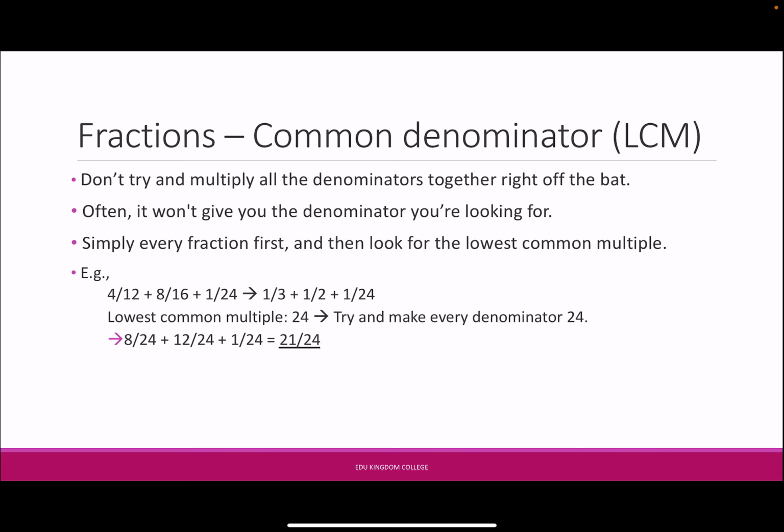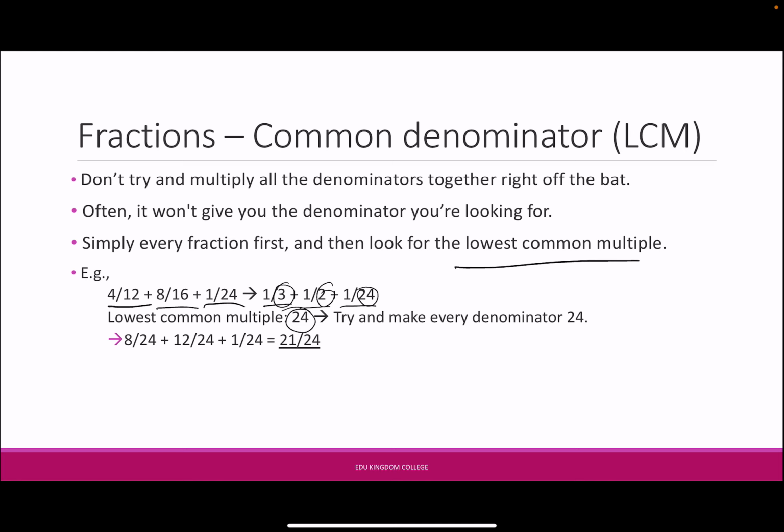And we can see this in the example here. And we can see that what we should be doing is simplifying first and then looking for common multiples after we simplify and make that number smaller. So we have 4/12 plus 8/16 plus 1/24. Okay, when you simplify it, it becomes 1/3 plus 1/2 plus 1/24. And through these 3 denominators, we know that the lowest common multiple is 24.